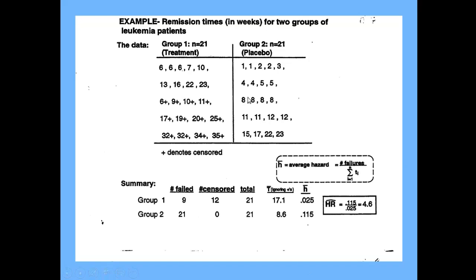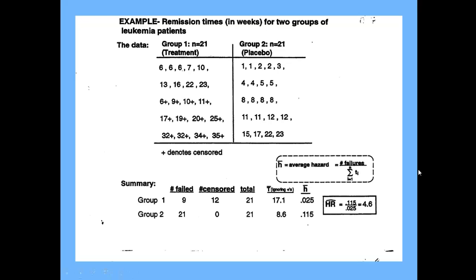And 21 over the sum of these turns out to be 1.115. So the rate for group 1 is 0.025, and the rate for group 2 is 0.115. That's what the rates are. The rate is the number of events, or the count, the number of times the event occurred, during the time of the study over the person time, separately for each group.